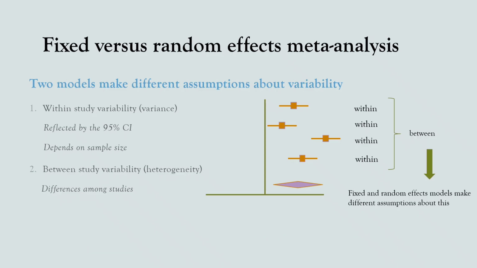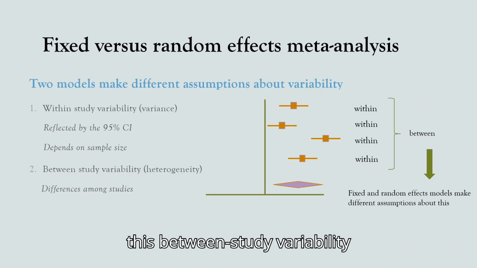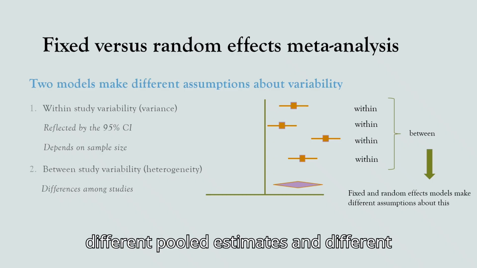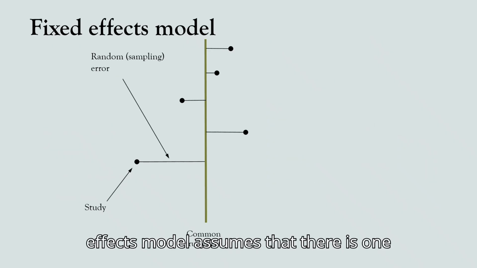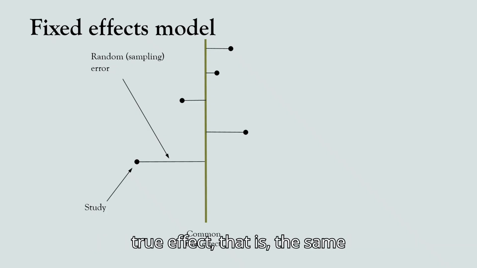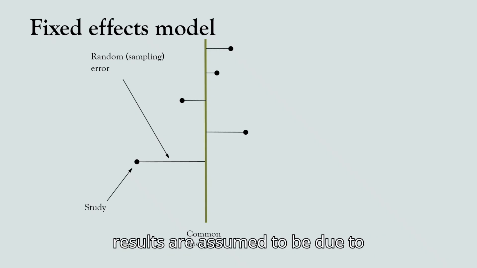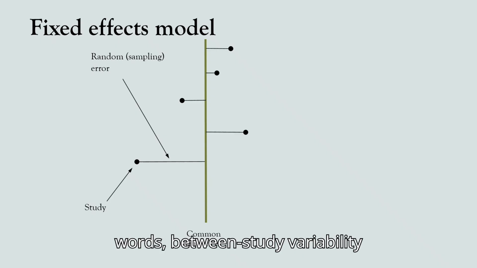Fixed and random effects models treat this between study variability differently, and that's what leads to different pooled estimates and different study weights. The fixed effects model assumes that there is one true effect that is the same in all studies. In this model, any differences we see between study results are assumed to be due to random sampling error only. In other words, between study variability is assumed to be zero.